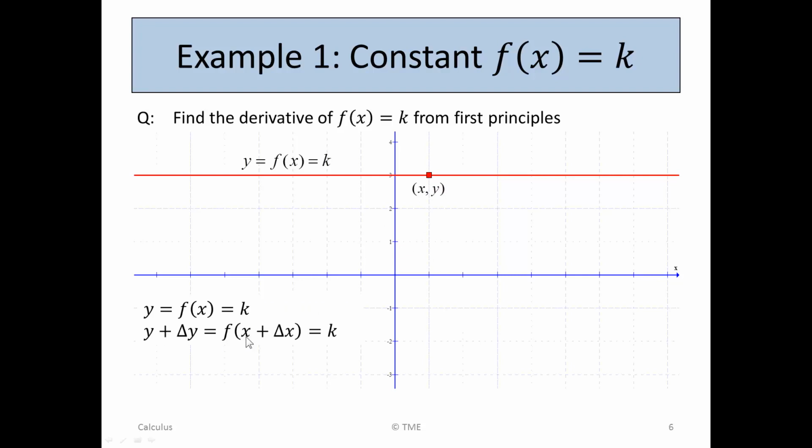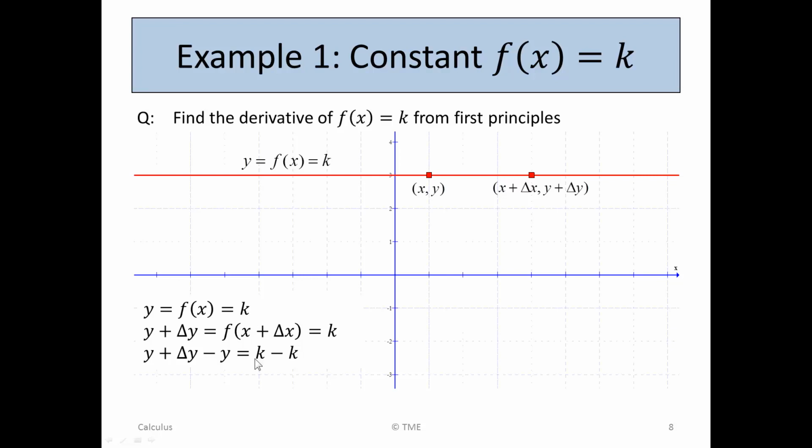So starting with the formula, we can see the point (x, y) is on this line. If we now move to the point (x plus delta x, y plus delta y), by moving out a bit, changing the x from x to x plus delta x, we're still on the same y line. So the y and the y plus delta y are the same. So y plus delta y is also equal to k, because it's still on the same line. Y plus delta y minus y is k minus k.